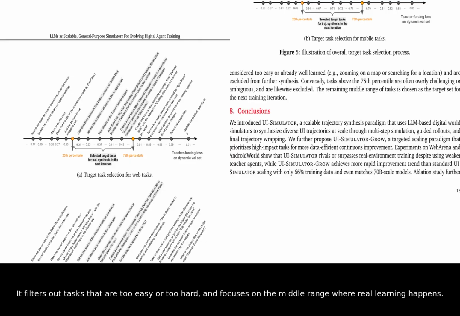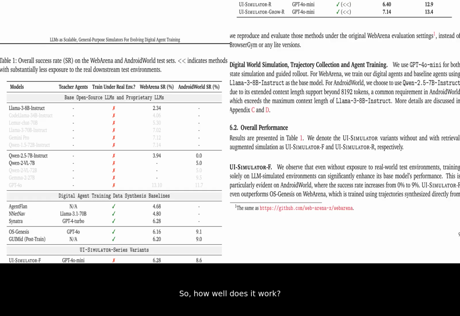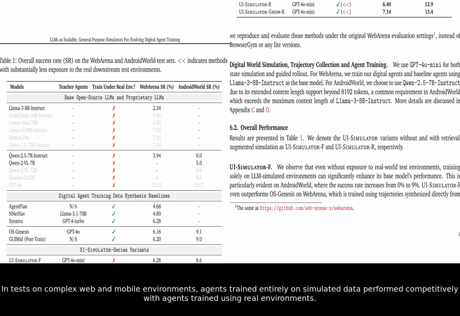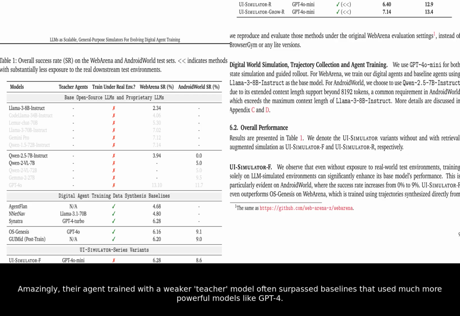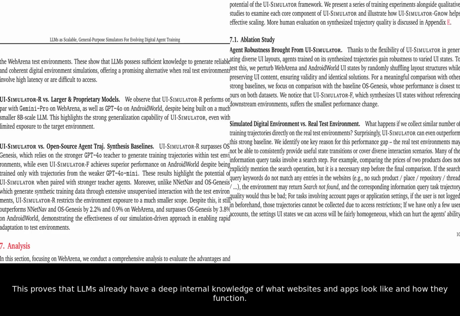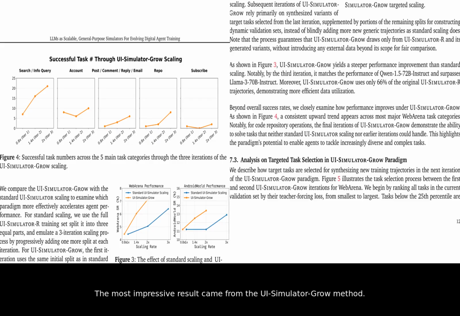So, how well does it work? The results are pretty staggering. In tests on complex web and mobile environments, agents trained entirely on simulated data performed competitively with agents trained using real environments. Amazingly, their agent trained with a weaker teacher model often surpassed baselines that used much more powerful models like GPT-4. This proves that LLMs already have a deep internal knowledge of what websites and apps look like and how they function.